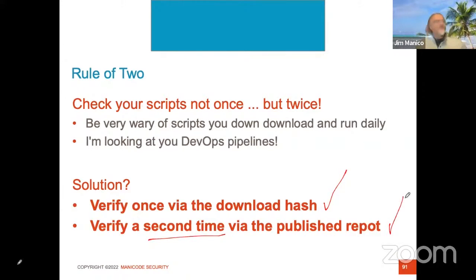Very often, if a vendor makes me run a script, they publish it in GitHub, and I can go to GitHub and review it to make sure it hasn't changed before I run it. So again, if you're going to run a script that you're downloading from a vendor, do two separate checks to make sure a hacker has not changed that script.